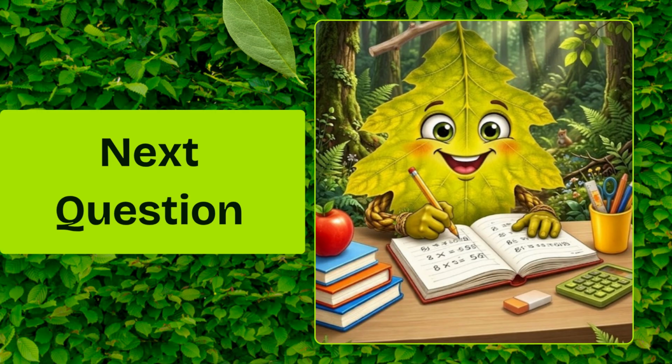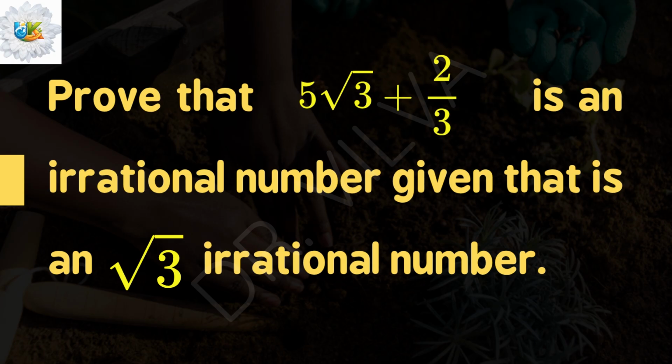Next, let us look at a slightly different type of problem. You might see a question like, prove that 5 square root 3 plus 2 by 3 is an irrational number, given square root 3 is irrational.